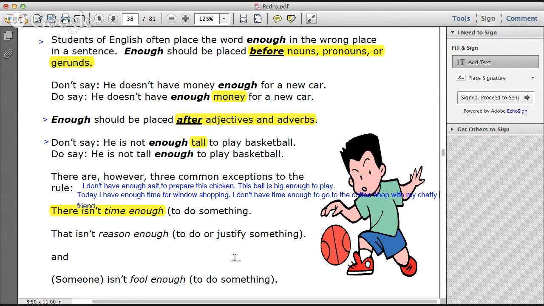So we need to use one with an adjective. Your second sentence, we need to use enough with an adjective or an adverb. You are using it after, but I want you to use it with an adjective or an adverb. Like here, big is an adjective.